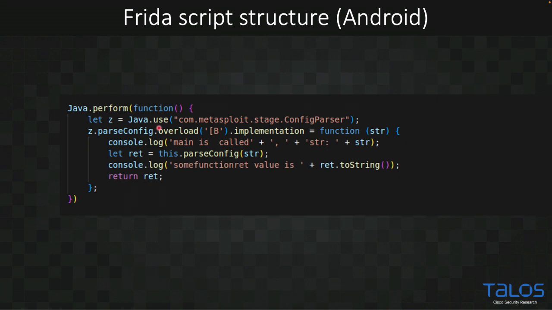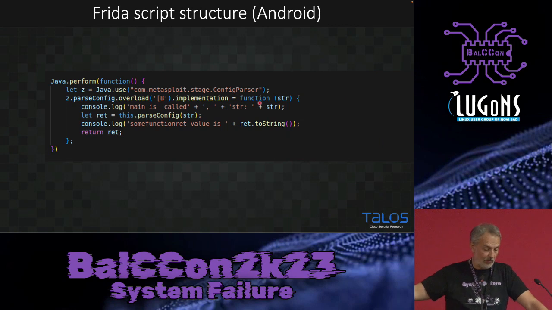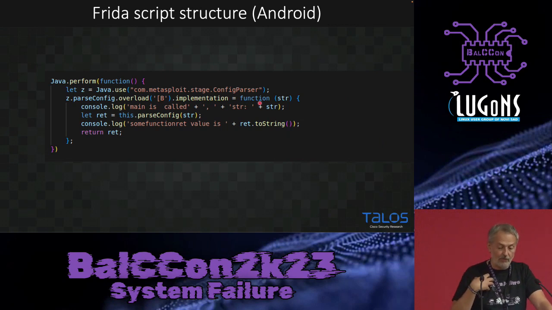And so the next thing is, I know that I'm interested in the parseConfig function. So what I do next is try to do Z.parseConfig. I overload that function with the byte array parameter and I implement it as some completely different function. So when I load that script, instead of the parseConfig of the Metasploit application, I will have my own parseConfig, and here I can do whatever I want. I take the arguments, I modify the arguments, I modify the return value of the function, and I return anything I like. So you can see how powerful this can be.